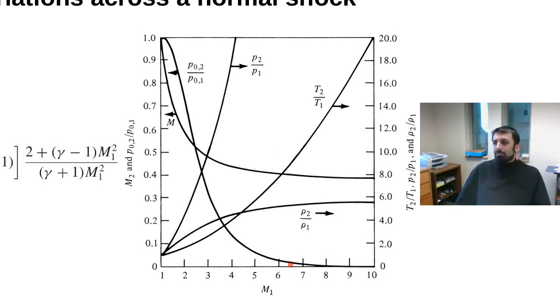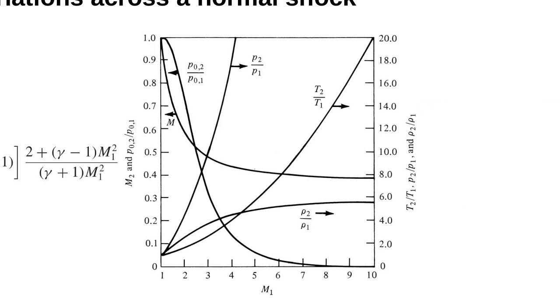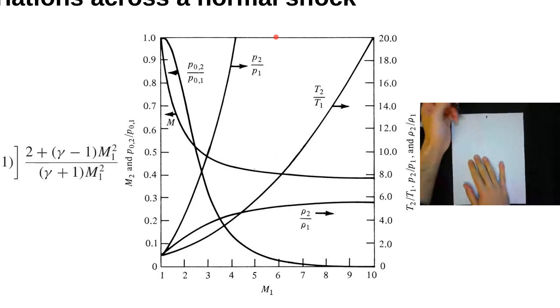If you think of it this way, I have subsonic flow behind a normal shock. I'm going to share my document camera on one side. If you look at the document camera, you have flow going through a normal shock, and it comes out subsonic afterwards.